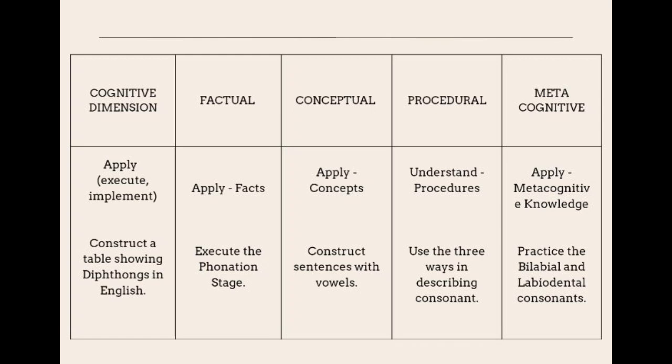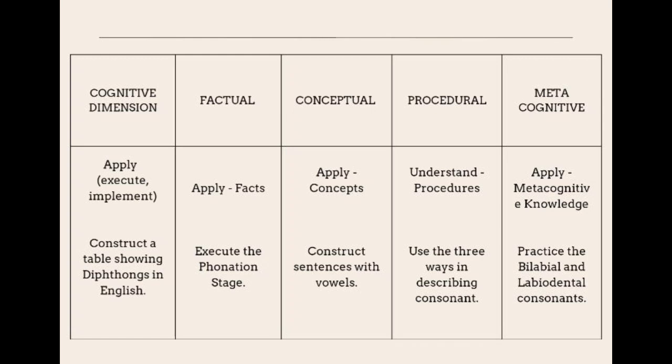Larynx is a principal organ of phonation found at the top of the trachea. In procedural, the students will be able to use 3 ways in describing consonants. So when students are asked to describe a consonant, they will be able to. And in the metacognitive, the students will be able to practice the bilabial and labiodental consonants.